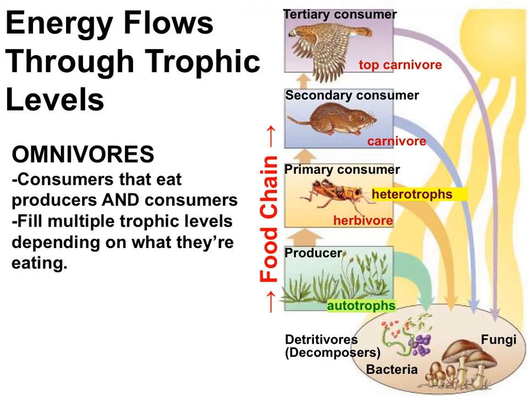And if you've heard of carnivores and herbivores, you've probably heard of omnivores. Omnivores are consumers that eat a mixture of producers and consumers by filling multiple trophic levels. When an omnivore eats plants, the omnivore acts as a primary consumer. When an omnivore eats another consumer, then the omnivore is acting as a secondary consumer or a higher level consumer.